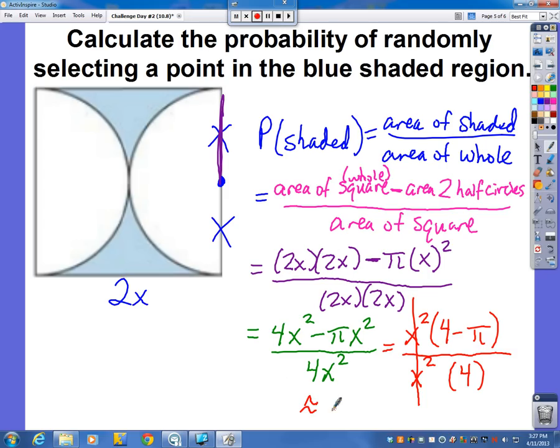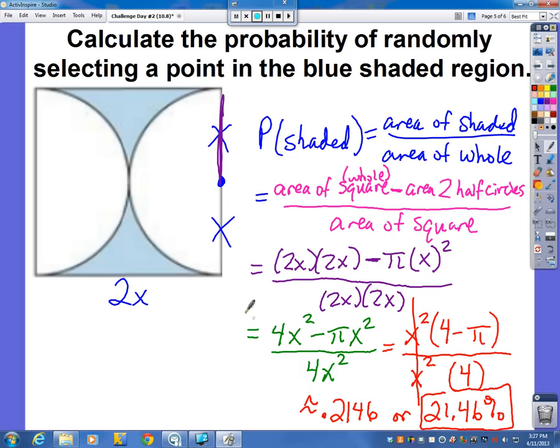This is giving me approximately 0.2146 or 21.46%. So that is my probability of landing in one of the two blue shaded regions.